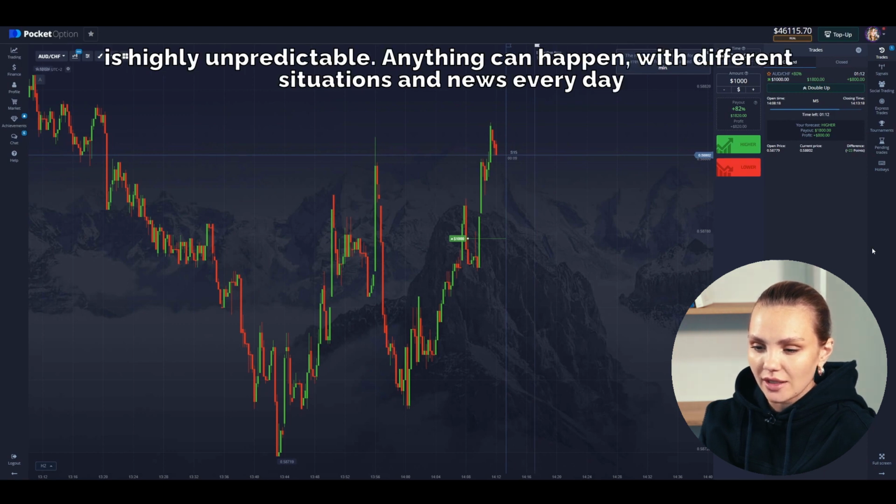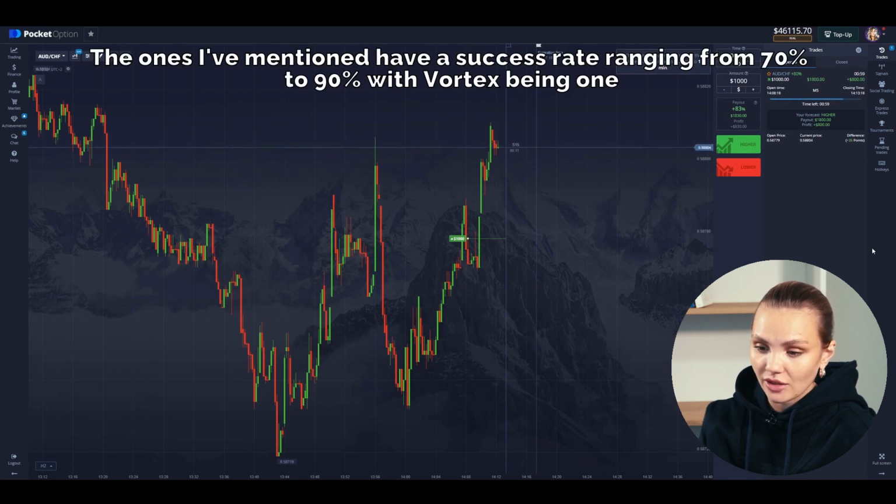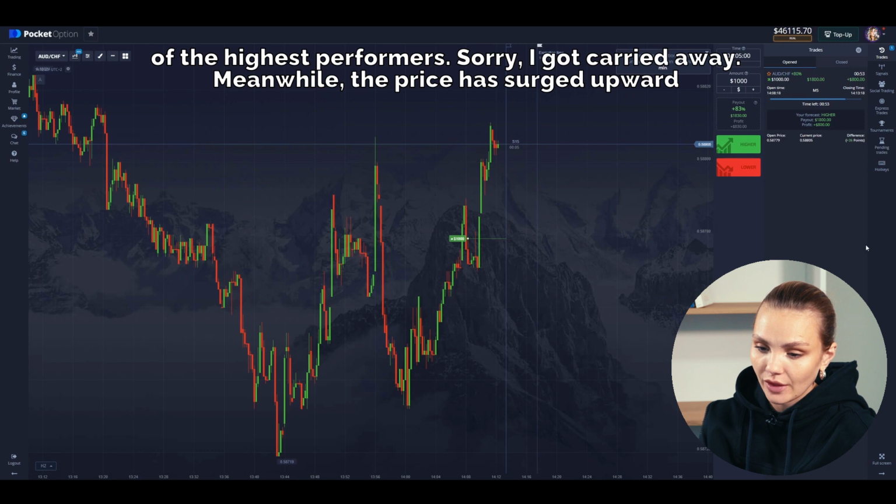The currency market is highly unpredictable. Anything can happen with different situations and news every day. Therefore, there is no single indicator that can guarantee 100% profitable trades. The ones I've mentioned have a success rate ranging from 70 to 90%, with Vortex being one of the highest performers. Sorry, I got carried away.